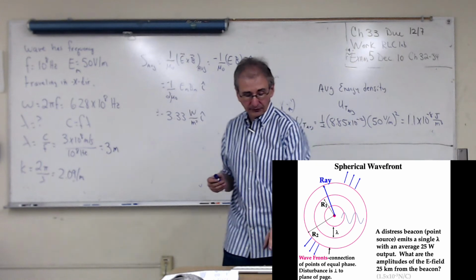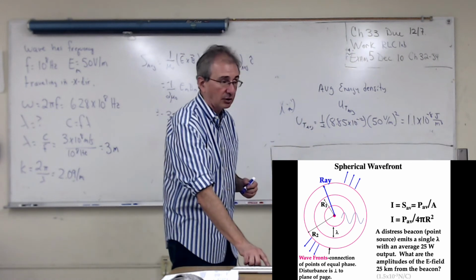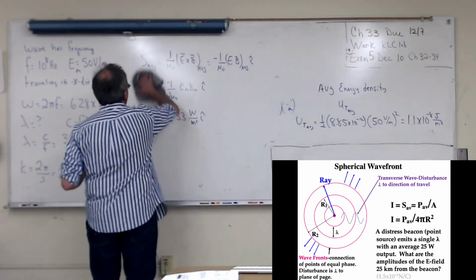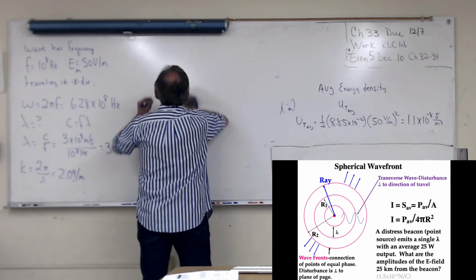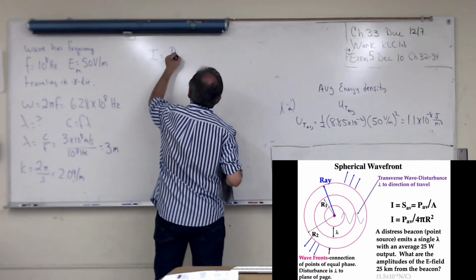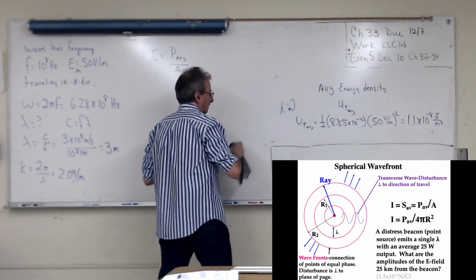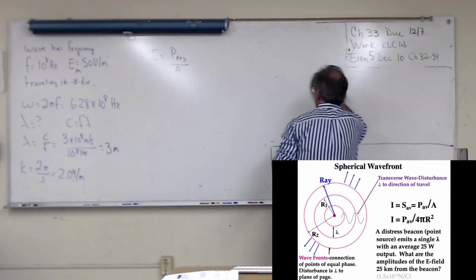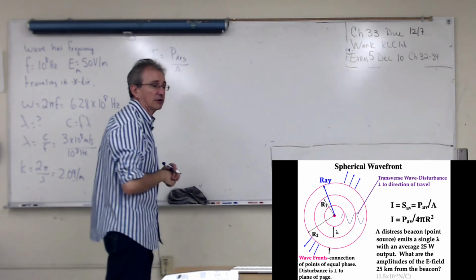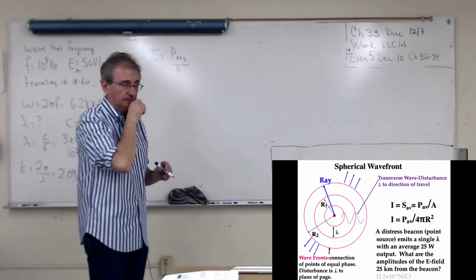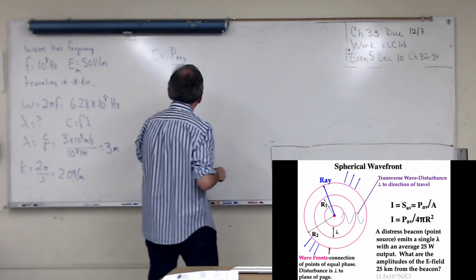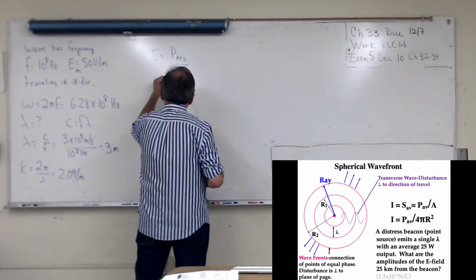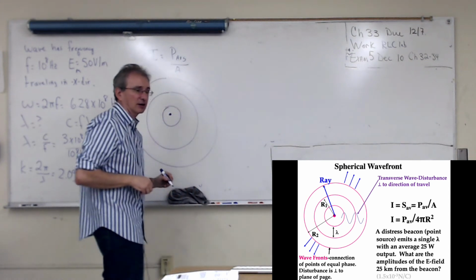Okay? So the intensity of a wave from a source is P average over A. Okay, the intensity of a wave is P average over A. If I have a source of waves, and let's say we have spherical waves.